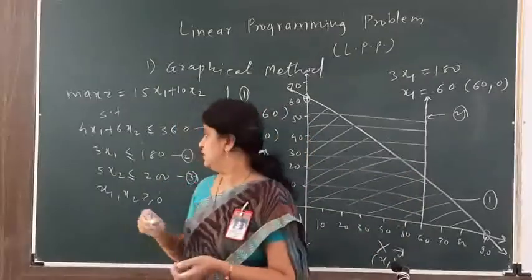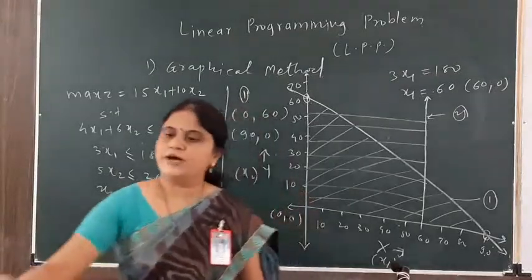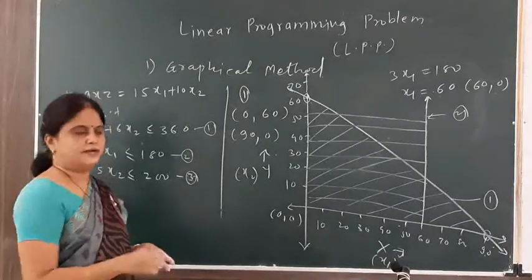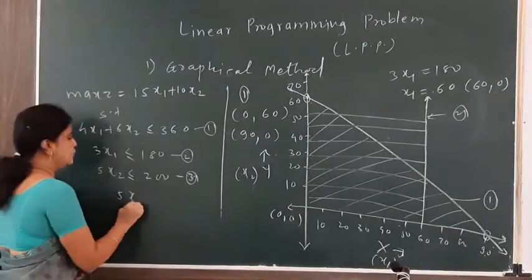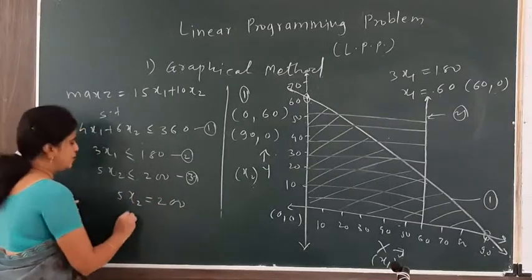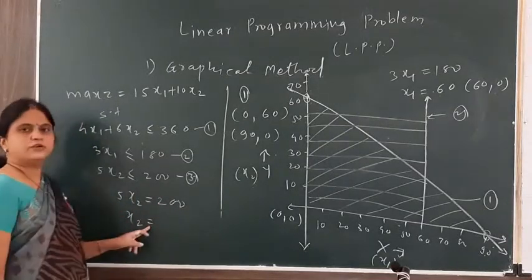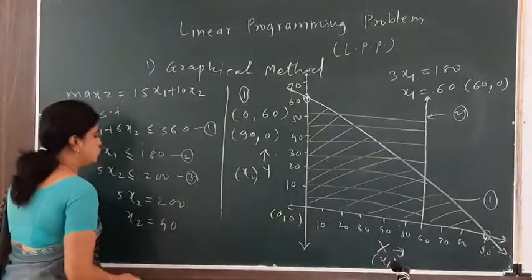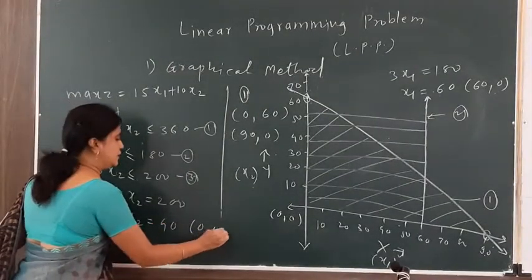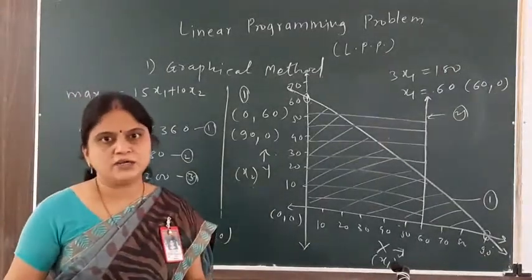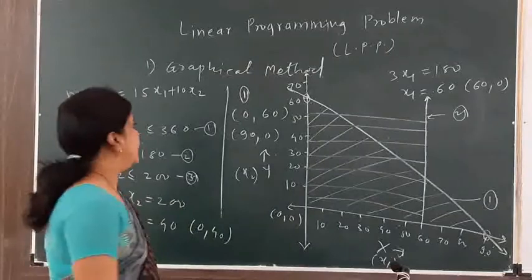Now what about the third equation? My third equation is 5x2 less than or equal to 200. So that means I can convert this inequality to 5x2 is equal to 200. So what is the value of x2 now? x2 is equal to 200 divided by 5. That means it is 40. Okay, so the point is 0, 40. That means we get a line which is parallel to the x-axis now. And the line is this.